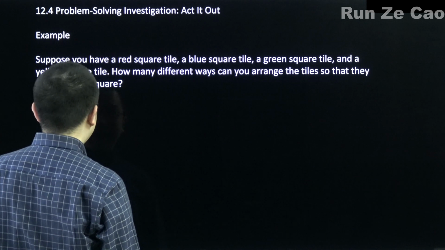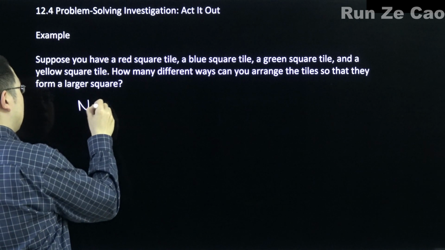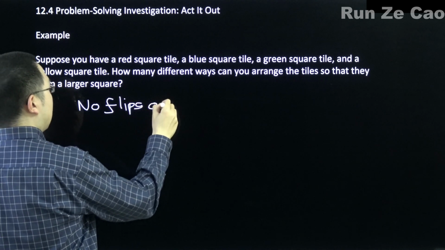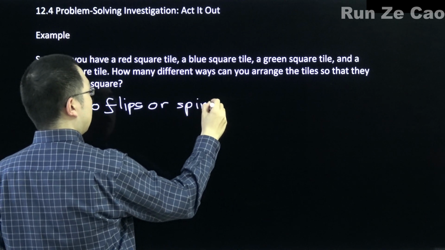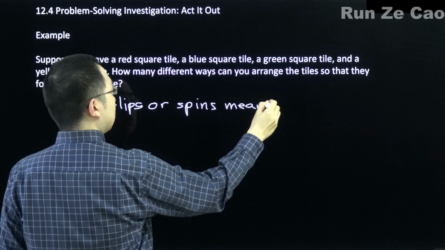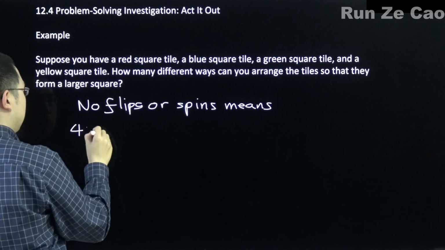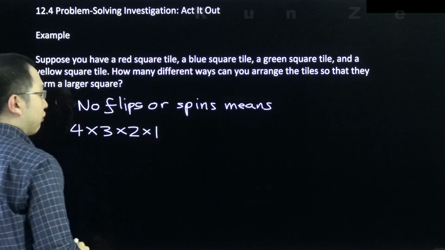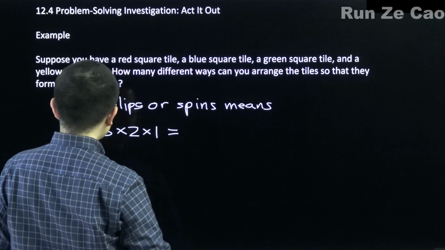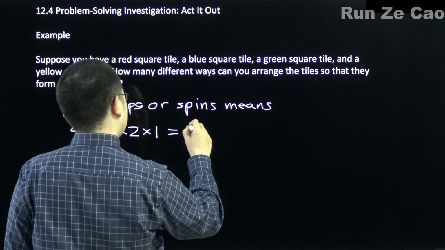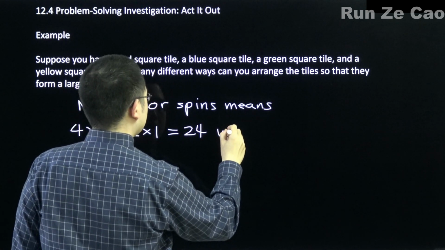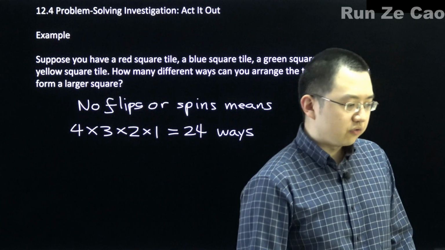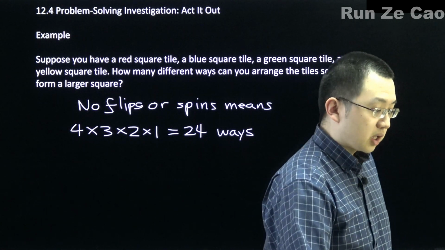So, assuming no flips or spins means 4 choices by 3 choices for the second tile times 2 choices for the third tile times 1 choice for your last tile equals 24 ways. Of course, if you're allowed to flip or spin, this very, very quickly changes everything.